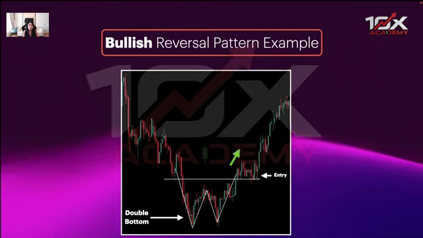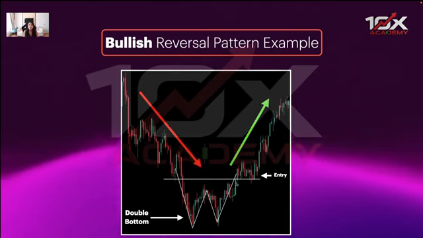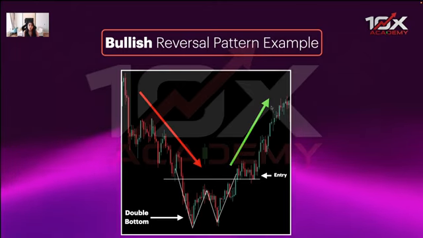So as you guys can see, what happened when the double bottom happened? It was from a downtrend and then double bottom happened. It changed trend because it's a bullish reversal chart pattern. It changed trend to bullish. That is why we want to look for buy.